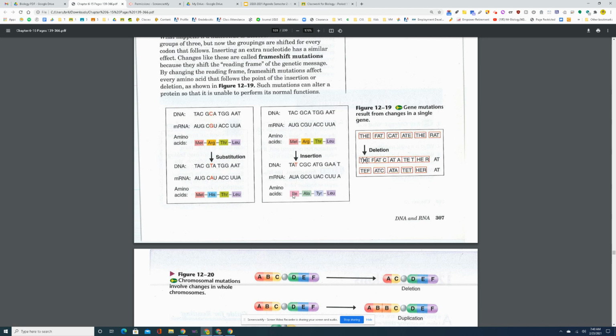Hopefully you guys learned what a mutation is. Here are three examples of mutation: a substitution mutation, an insertion mutation, and a deletion mutation.